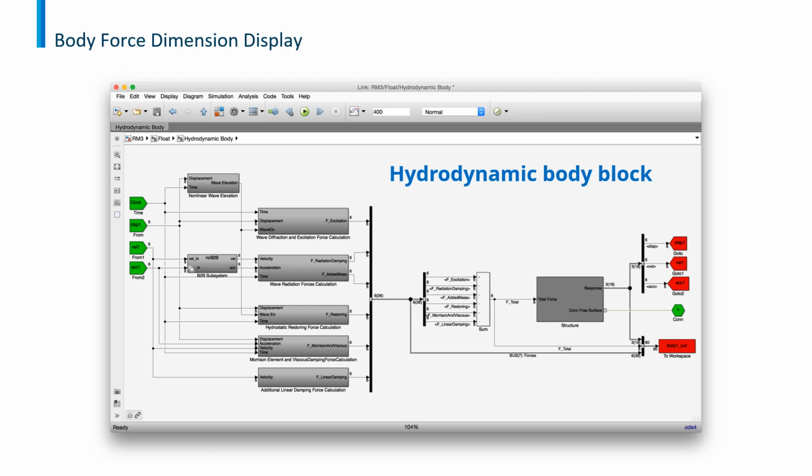Here is an exploded view of the hydrodynamic body block. Notice the numbers that are labeled on the lines connecting the different blocks. These numbers correspond to the signal size. The number 6 in the left half of the diagram corresponds to the 6 different modes: 3 in translational directions, namely the surge, the sway, and the heave, and 3 rotational modes, the roll, the pitch, and the yaw.